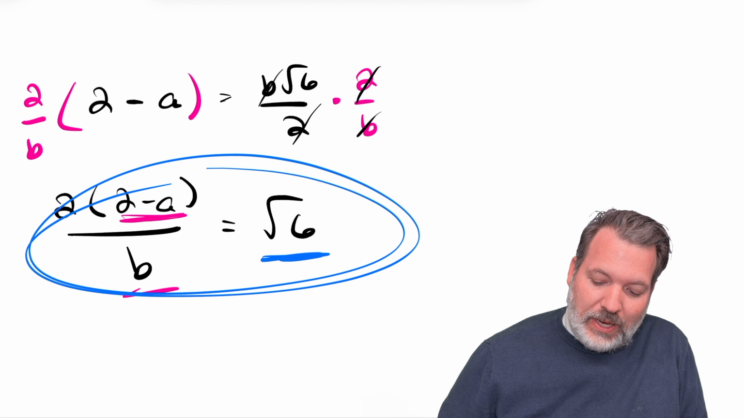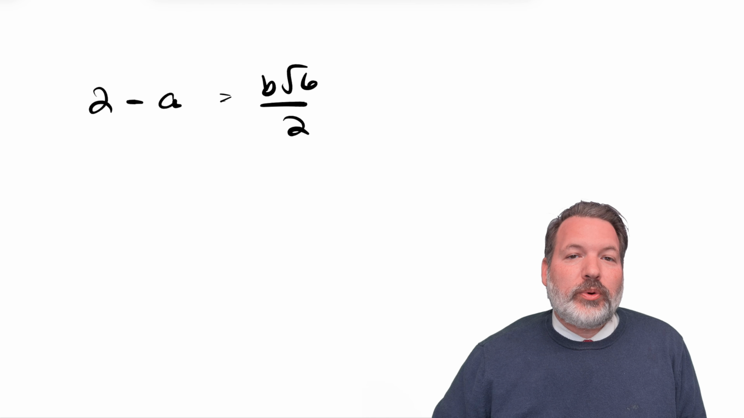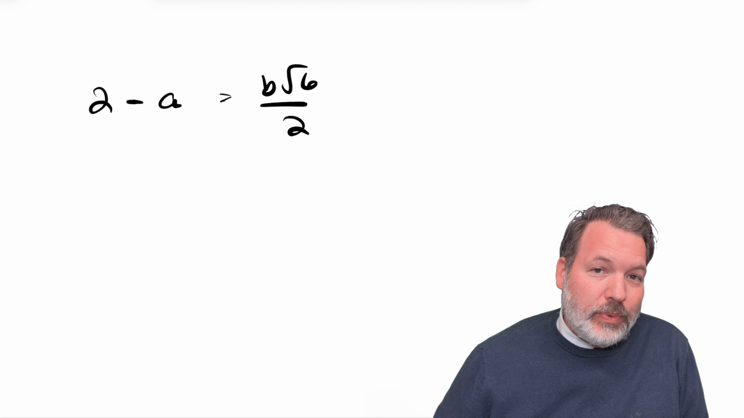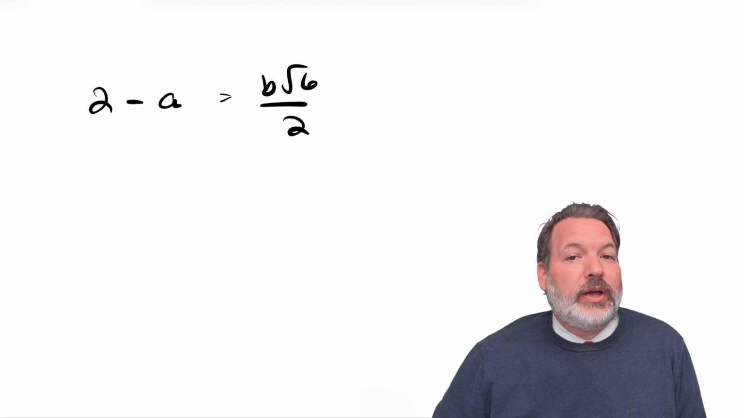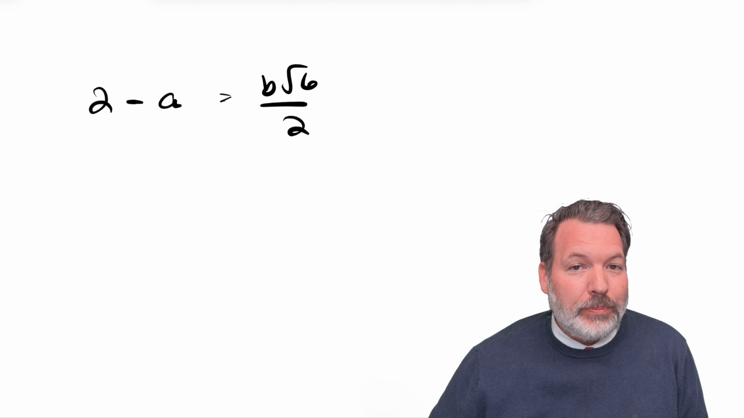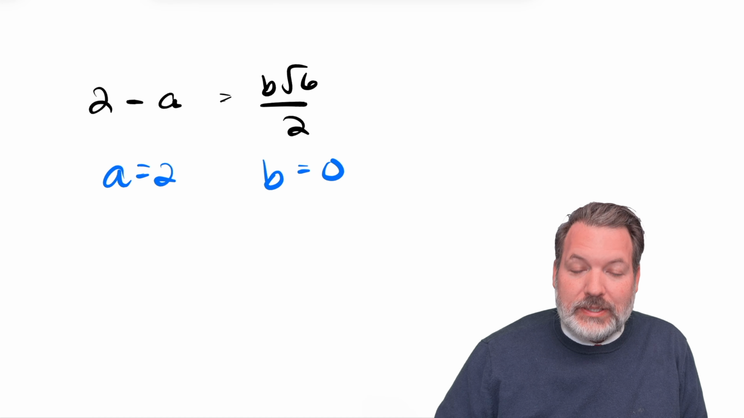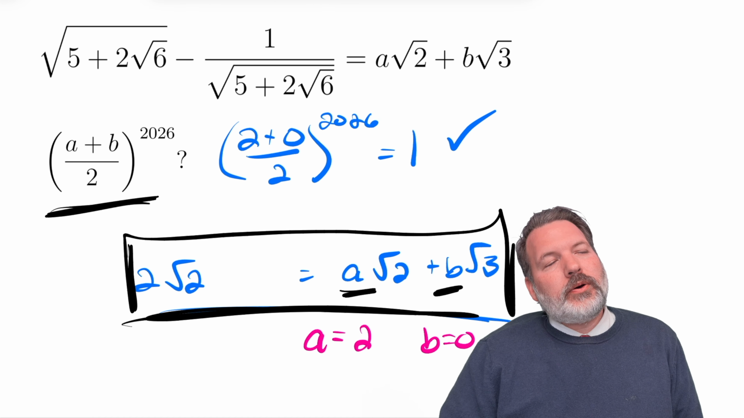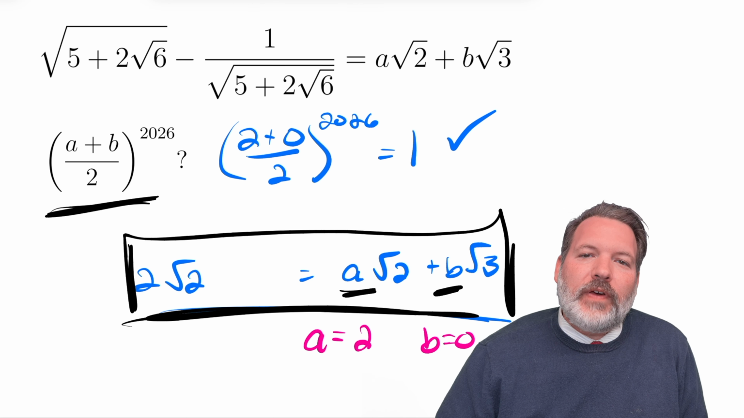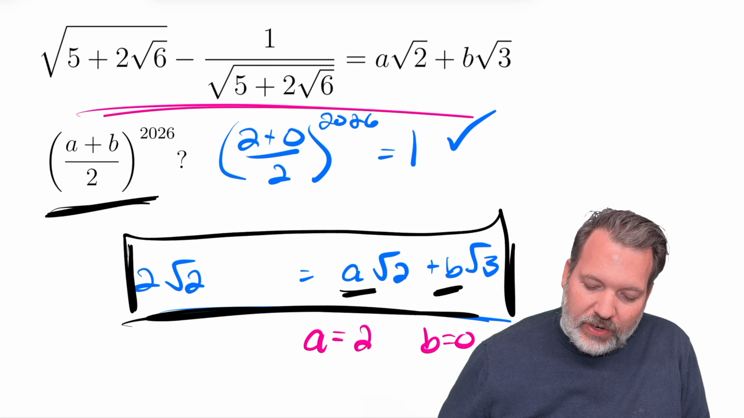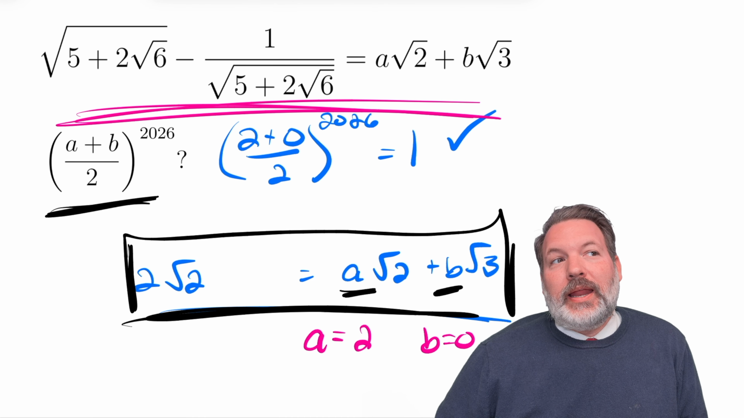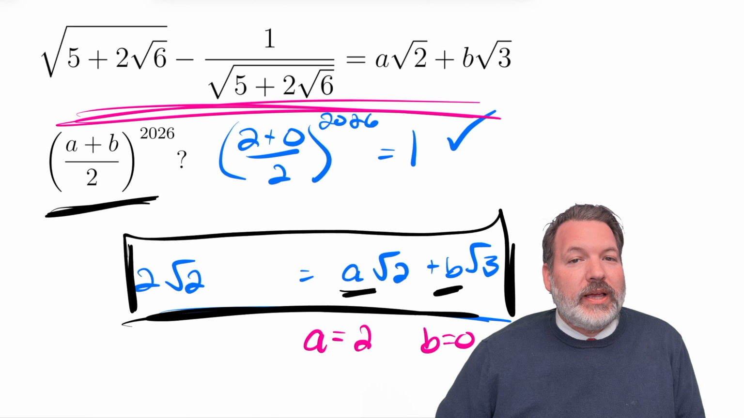With the one exception being that before we did the rearranging and the division, it could be true right now that both sides of this equation are 0. And in fact, the only place they are 0 is where a is 2 and b is itself 0. And so there you have it. Happy New Year. If a and b are integers, given this crazy looking relation, then a plus b over 2 raised to the 2026 power must be 1.